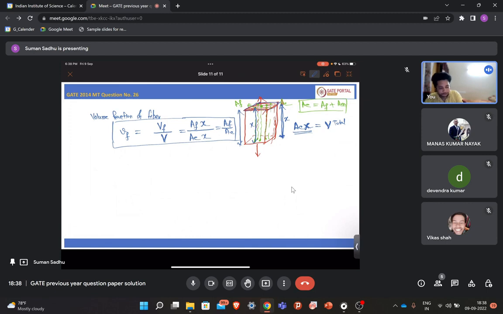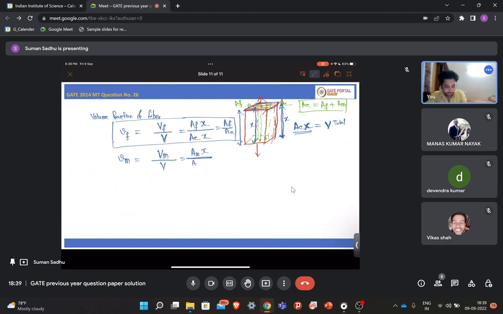Similarly, for the matrix you will get the volume fraction of the matrix: the volume of the matrix divided by the total volume of the composite, right? So here also, what is the volume of the matrix? Area of the matrix into this height. The height is also the same because it is the same body, right? That total height is the same for the matrix, the fiber, and also the composite. So the height is the same.